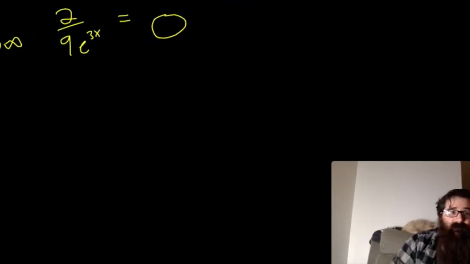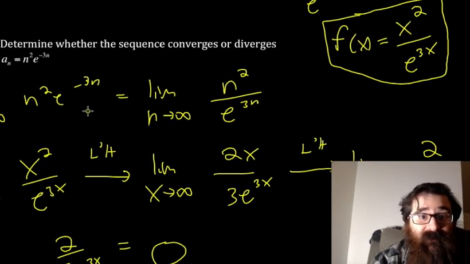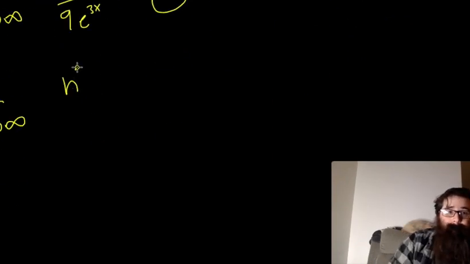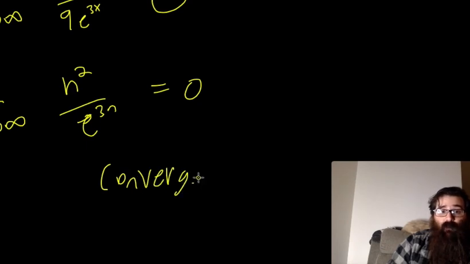So I'd say, okay, so this means that the limit as n goes to infinity of my original, which was this n squared over e to the 3n, is equal to 0 as well. 0 is a finite number, so this is a convergent sequence.